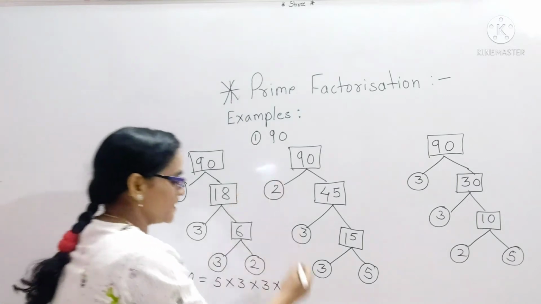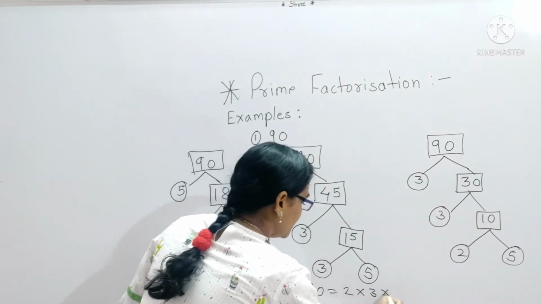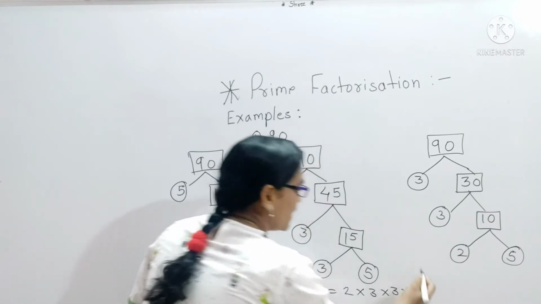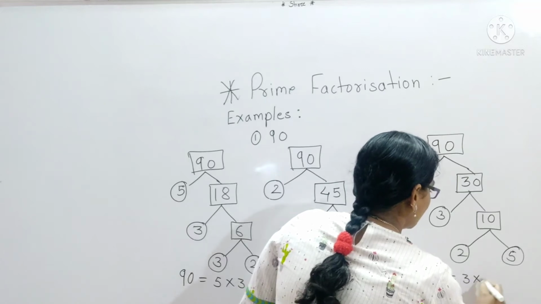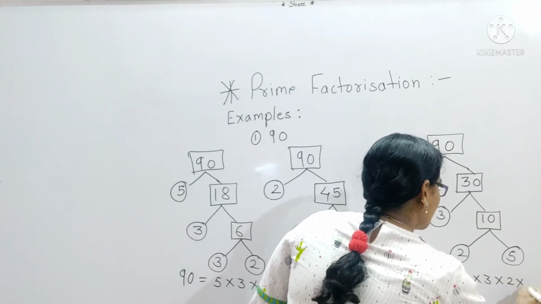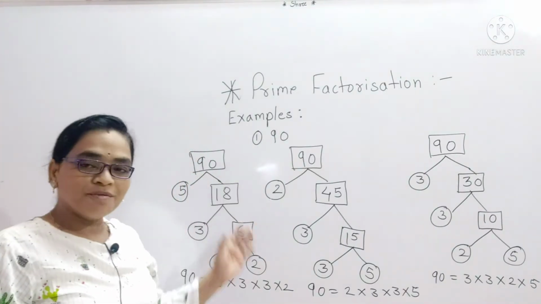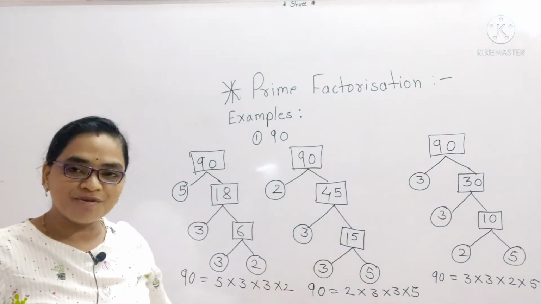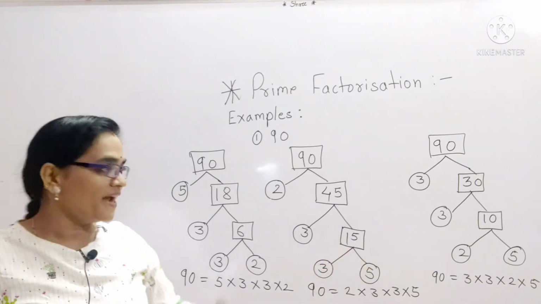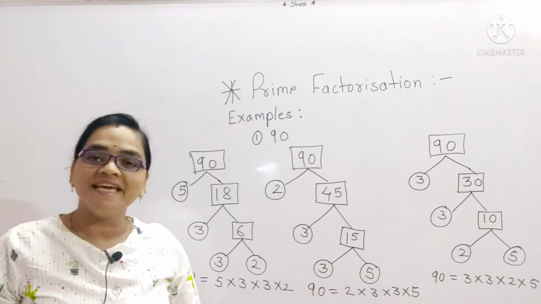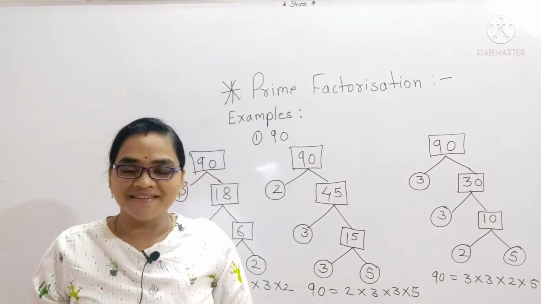Here, which factors did we get? 90 is equal to 2 into 3 into 3 into 5. And here, which factors did we get? 90 is equal to 3 into 3 into 2 into 5. From this example, what did we observe? We observed that the factorization can be carried out in any way, but the factors are unique.